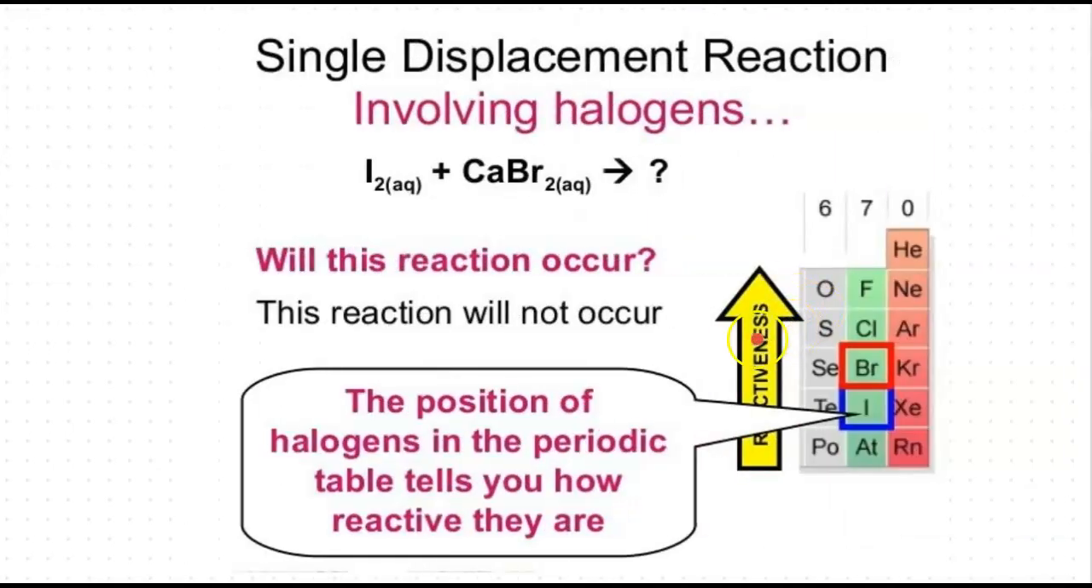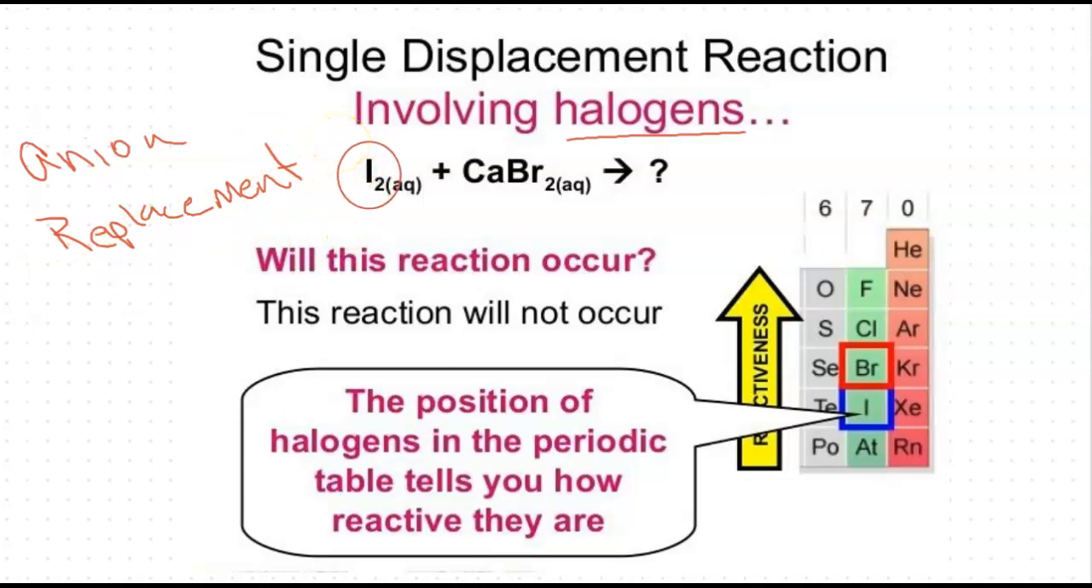The other type of single replacement reaction involves halogens, and these are also called anion replacements. They work in exactly the same way. But when I identify my single element as a halogen, you have to understand it's going to replace the other halogen. The least reactive element still winds up alone, and for halogens, their reactivity is exactly how they are ordered on the periodic table.